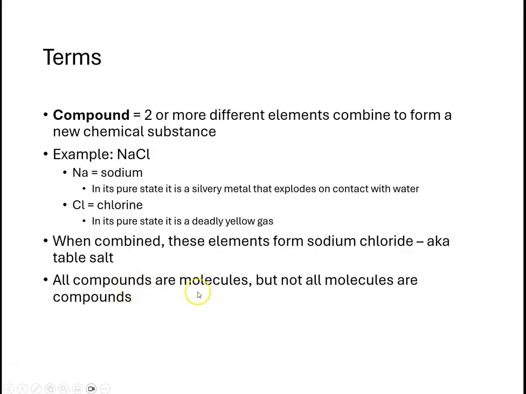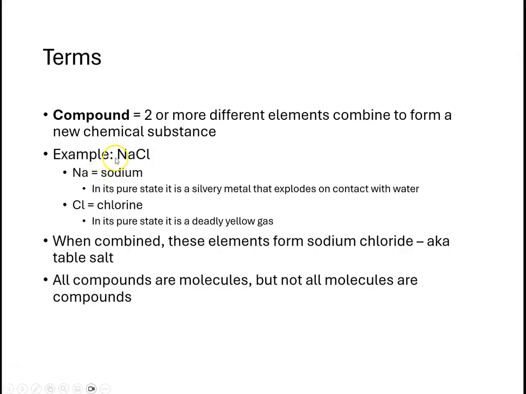So all compounds are molecules, but not all molecules are compounds, because molecules can be either a combination of atoms from just one element that have bonded together, like oxygen gas, O2, or they can be two or more elements together. It's kind of like saying all thumbs are fingers, but not all of our fingers are thumbs. That's kind of how I like to think about that.